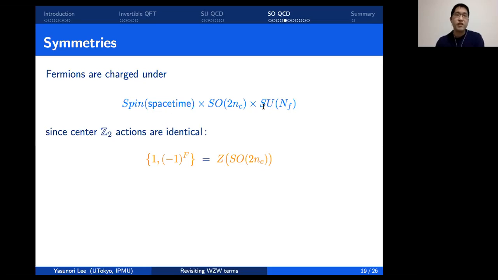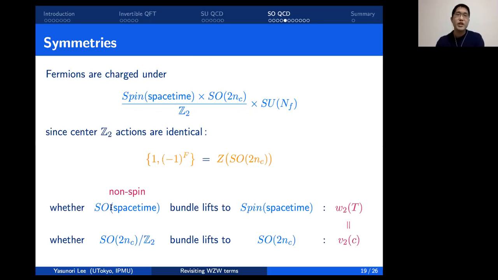So therefore, fermions are actually charged under a Z2 quotient of their product. This means that we actually have SO spacetime symmetry times SO over Z2 gauge symmetry at first. And whether this spacetime SO lifts to spacetime spin is synchronized with whether gauge SO over Z2 lifts to gauge SO. As a result, the theory can be put on non-spin manifolds if we suitably take a corresponding non-trivial gauge bundle.